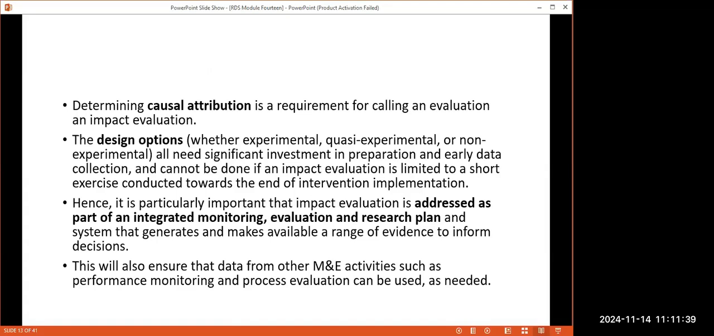Now, as you decide, of course, you must aim to determine the causal attribution, which is delineating or identifying how the changes that you see are created. And we have various options, which we will also review later, of how you can design your evaluation process.